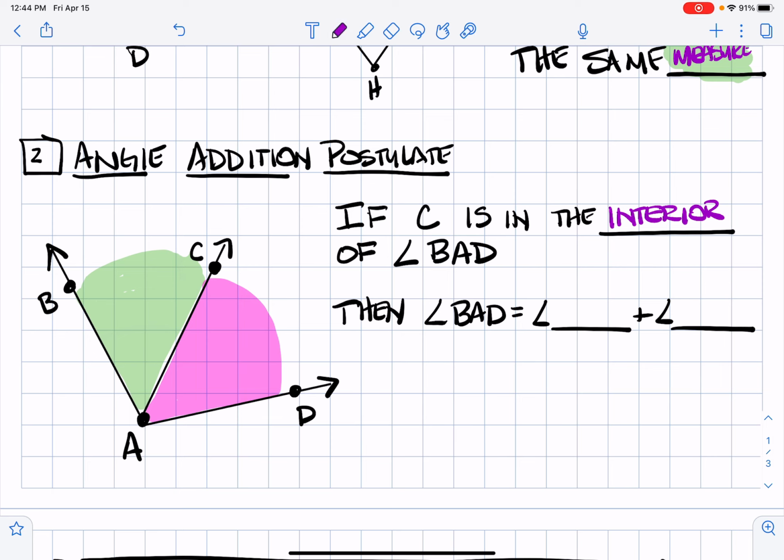Angle BAD is the sum of angle BAC plus angle CAD, and that's what we're going to write down. So all we're doing is saying this giant angle here is the sum of this angle plus this angle over here. It's the same thing as the segment addition postulate. We're just breaking up the angle into the smaller angles and adding them together, and I get the same value. So that should ring a bell, and that's everything you need for number 2.